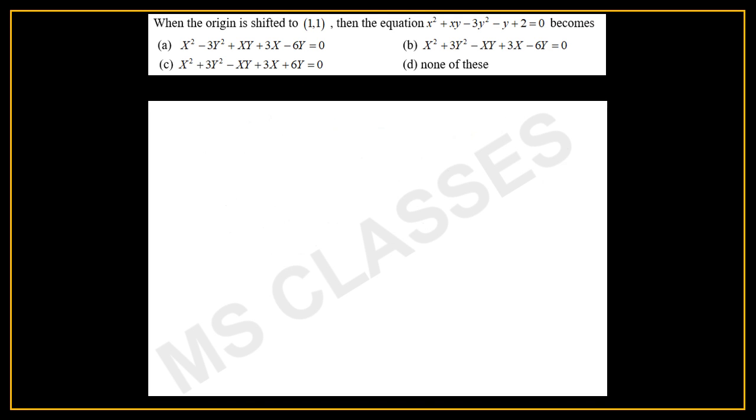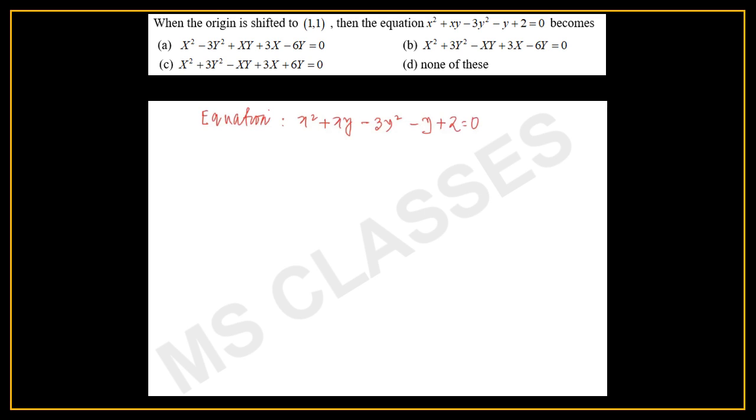So the given equation is x squared plus xy minus 3y squared minus y plus 2 equal to 0. This is the given equation. Now, what will this equation become when the origin is shifted to 1, 1?